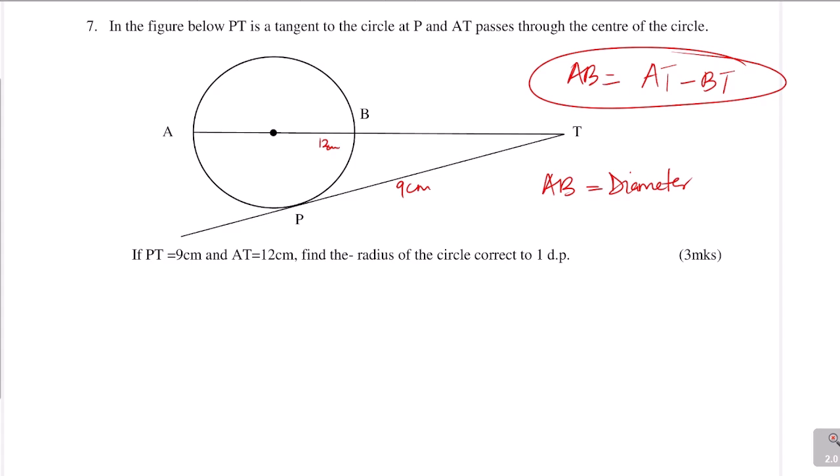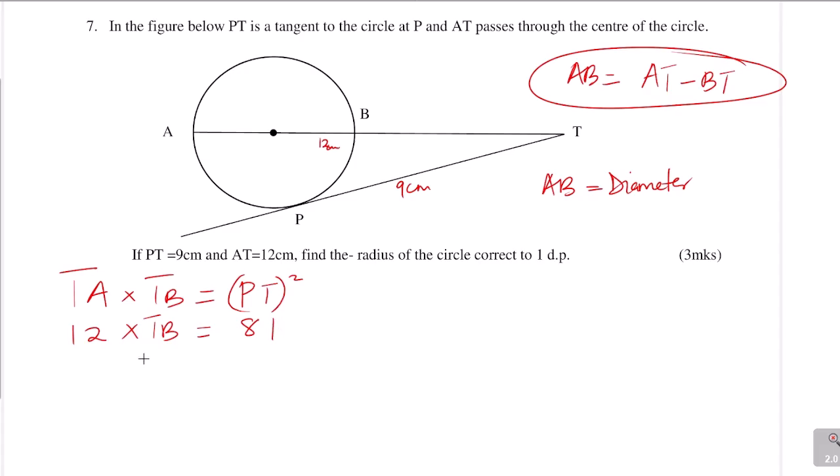So we have PT as a tangent, then AT is a secant. And this is a property. The property states that if you take TA multiplied by TB, that should give PT squared. So TA we already have, that is 12, then times TB, which we want to get. TB or BT is okay. So PT squared is 9 squared, which is 81.